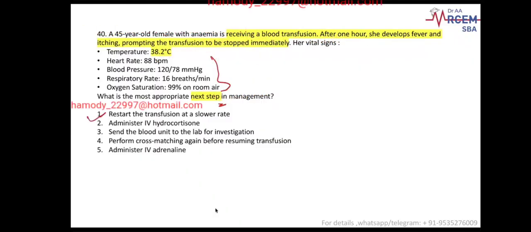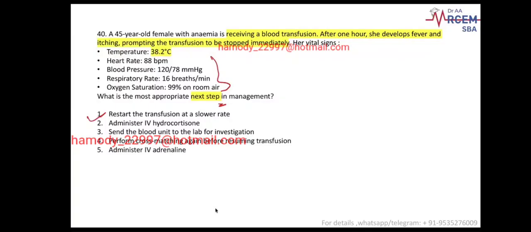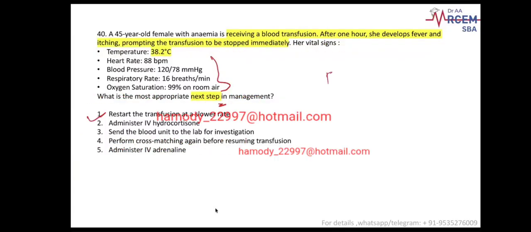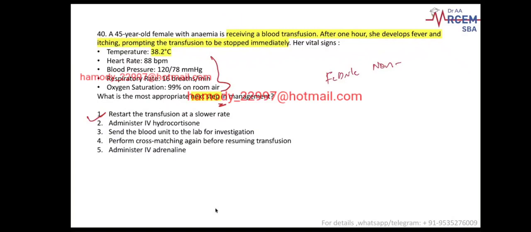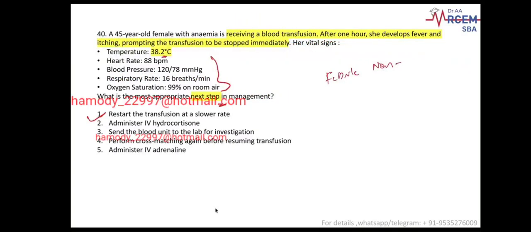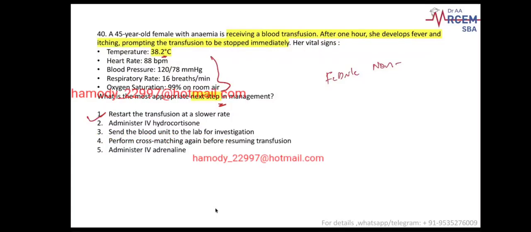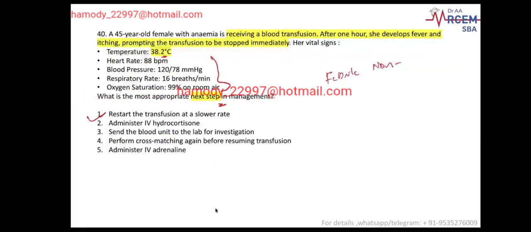So what are we suspecting in this individual? We are suspecting a febrile non-hemolytic transfusion reaction, because all the parameters are stable. It cannot be an extravascular hemolysis because it has presented immediately. Febrile because there is a temperature present here. So keeping all this in mind, it is most likely a febrile non-hemolytic transfusion reaction. So restart the transfusion at a slower rate.